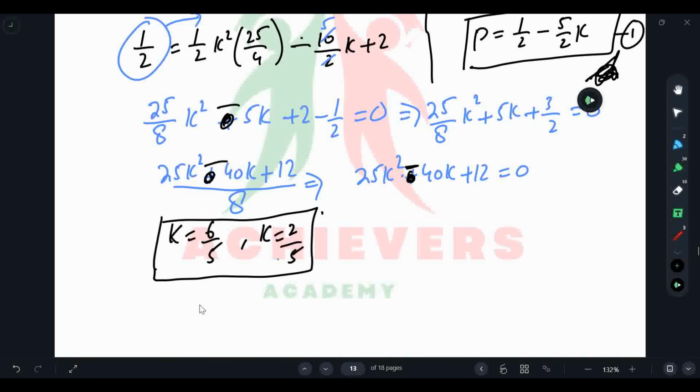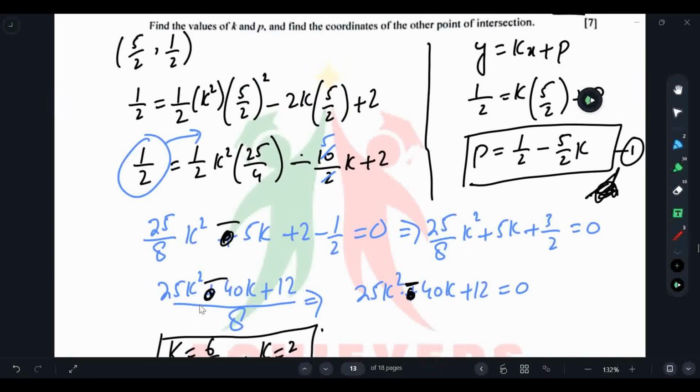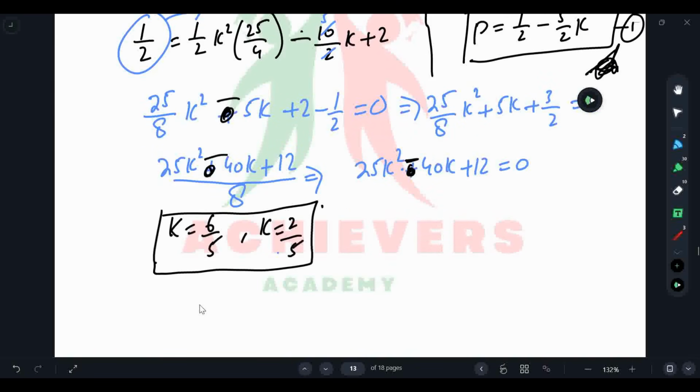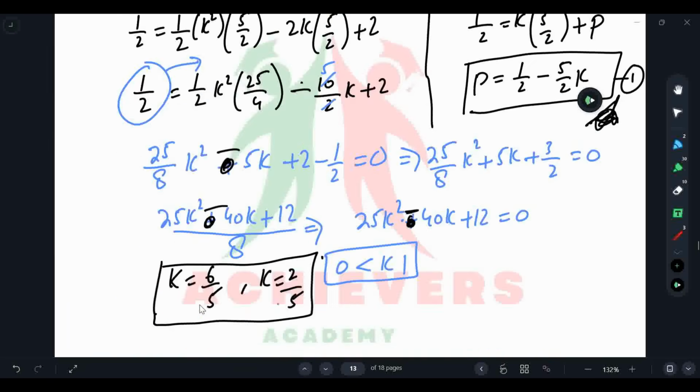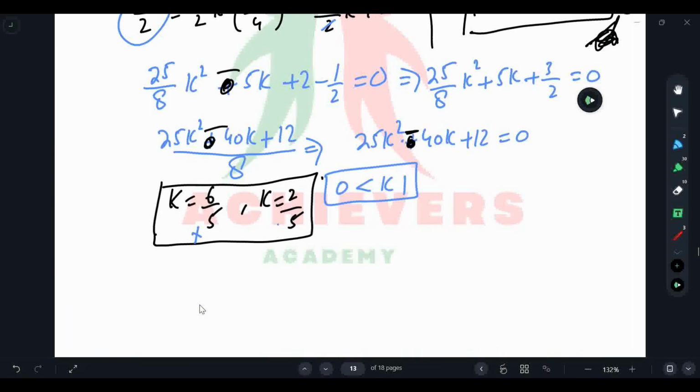Now we will ignore one value, because it was given at the very start that k should be between 0 and 1. So we will ignore this one because it is greater than 1, and we will consider this one only. So k is equal to 2 by 5 is the final value of k.